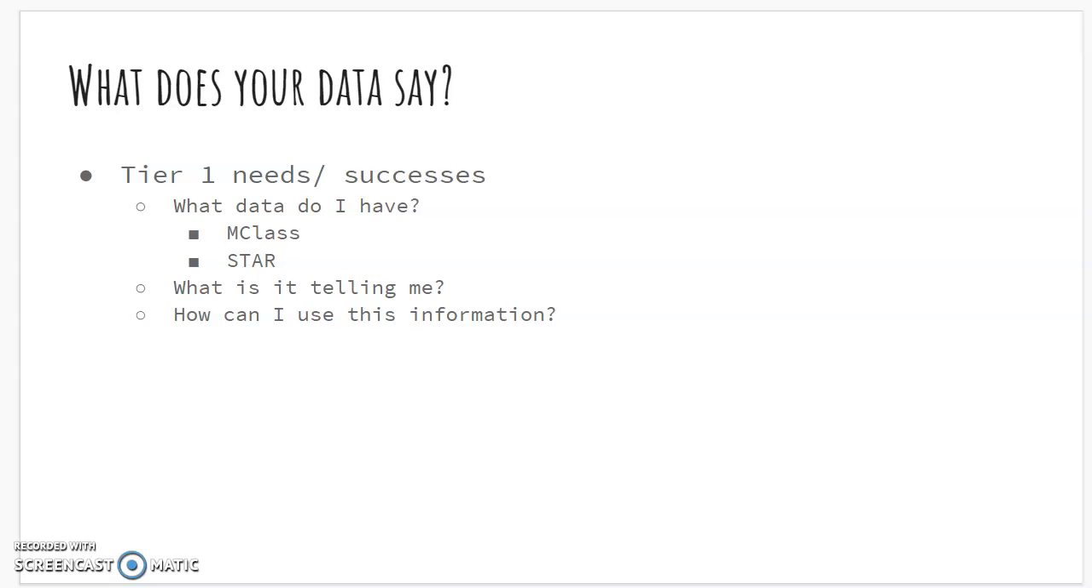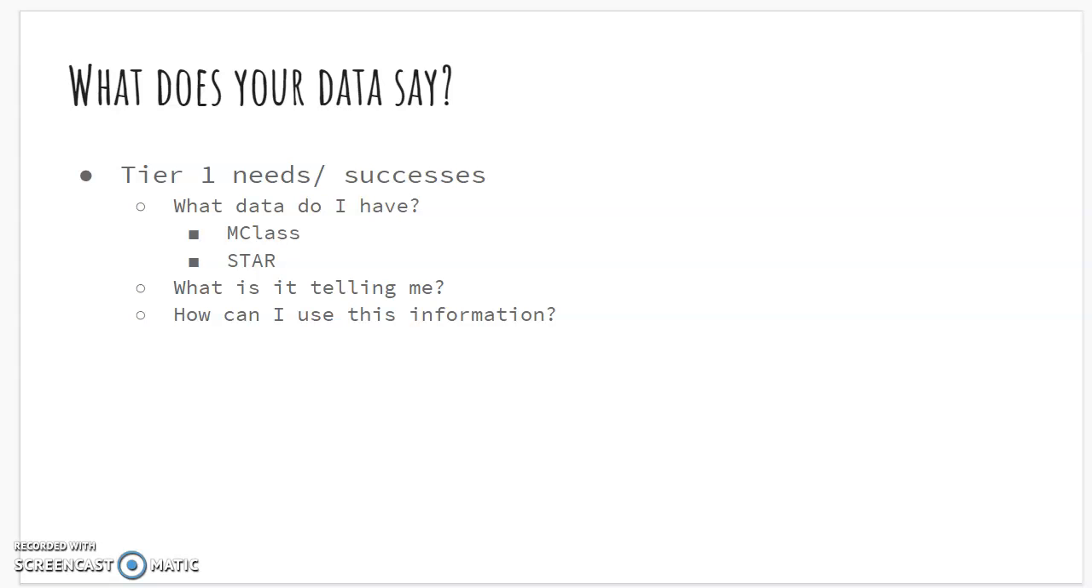So looking at your data, you can identify your needs, what may be lacking in the whole group, and successes, something that you're doing really strong. What data do you have to do that? We looked at M-Class, but I also want you to consider STAR data. What is it telling me? Your data will tell you what needs and successes that you have in your core instruction based on how your students are responding to that instruction.